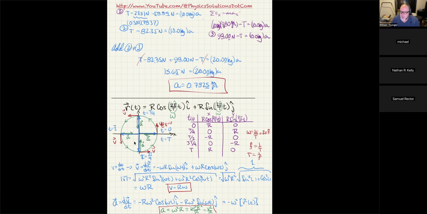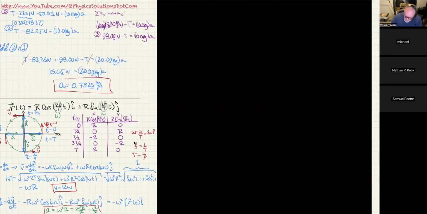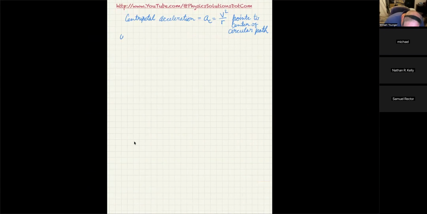That's fine as well. You just have to remember all those other linkages where omega is equal to 2 pi f, where omega is equal to the angular frequency, and that would be measured in radians per second. But it's also called, let me erase this, it's also called the angular velocity.